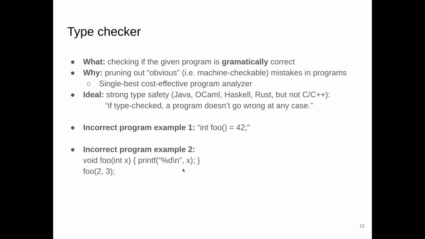And as a second example, here you're defining a function that just prints the value, and it has only one argument, x. But at a later stage of your code, you may call this function with two arguments, 2 and 3, which is very wrong, because foo is expected to accept only one argument, but you are providing two. So the compiler can say that your program is grammatically wrong, and you probably didn't mean to do that, and it's going to reject this program.